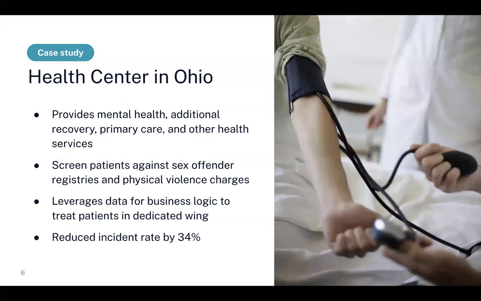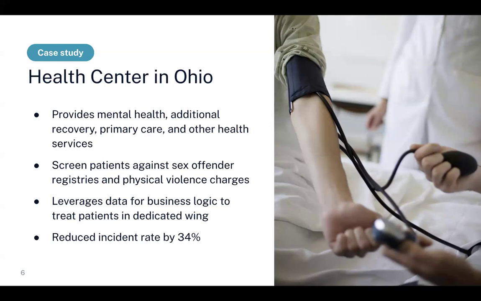Yeah, definitely. So, as Wendy mentioned, our customers are often looking at criminal data as a risk signal, right? So, one customer that we work with is a healthcare center. They provide mental health, addiction recovery, primary care, and other health-related services. They partner with Checkr Trust to screen patients against the sex offender registries and for violent offenses. So they want to flag patients with these types of risks, and they don't withhold care. But what they want to do is ensure that these patients are treated in a dedicated wing with trained staff to avoid incidents such as harm to other patients or caregivers.